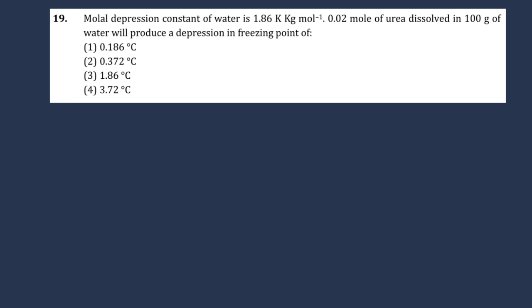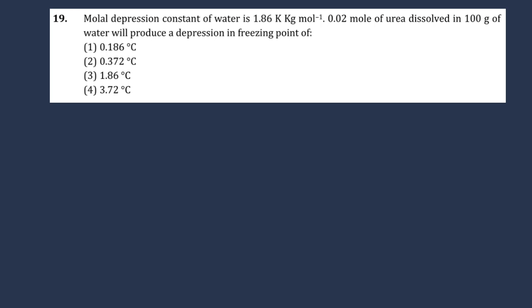Next, the 19th question. Molar depression constant of water is 1.86 Kelvin kg mole inverse. 0.02 mole of urea dissolved in 100 gram of water will produce a depression in freezing point of? So we can solve this question. What you have to find out is the freezing point depression of the solution.